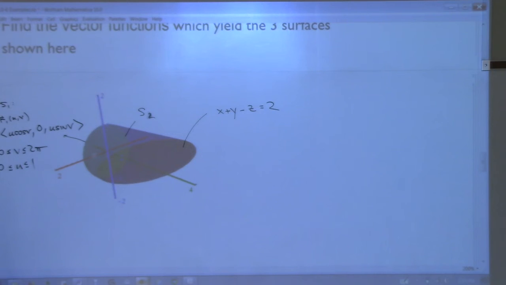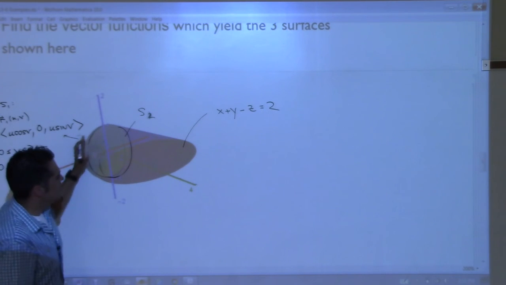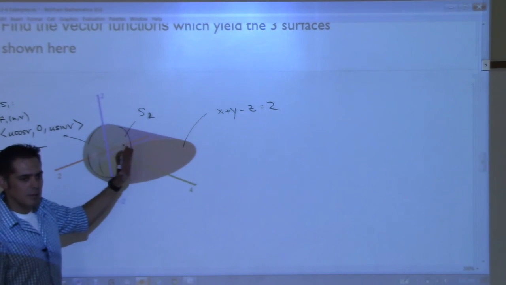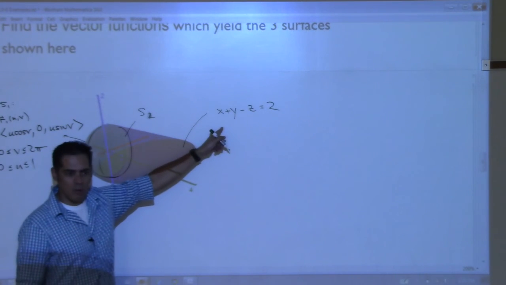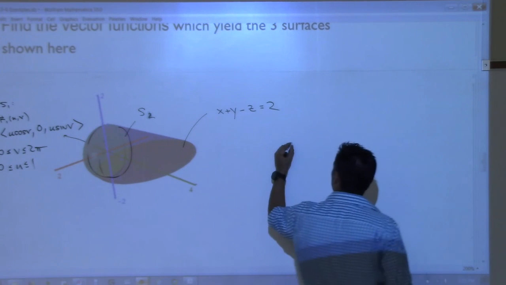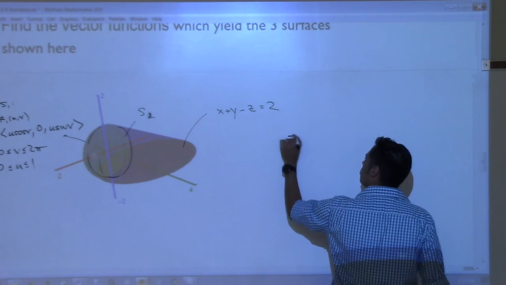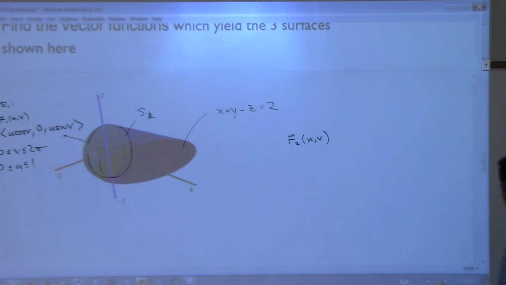Yeah, you basically want to draw circles like this, but you don't want to come all the way out. What should the y component be? The y component should be controlled by this. So let's do this. R2 of u, v. You know what?